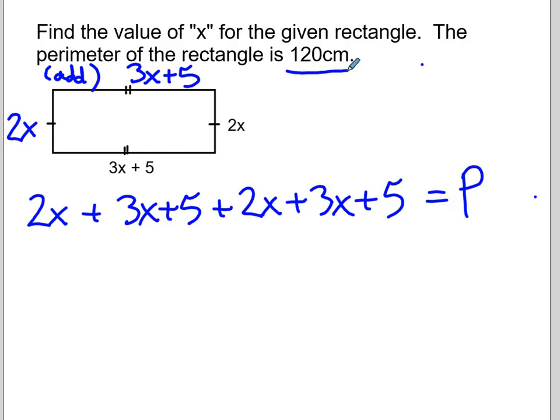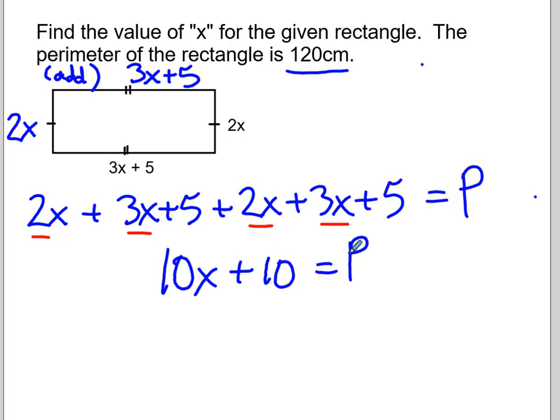So before I do anything with that, I'm going to clean up this expression because that's just way too much to have going across the page. And again, this is adding, so none of my exponents are going to change. So I have like terms here, 2x, 3x, 2x, and 3x. So that's a grand total of 10x. Okay, then I have plus 5, so there's another 10. Okay, and all of that is my perimeter.